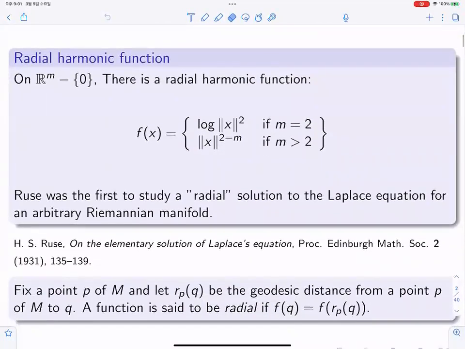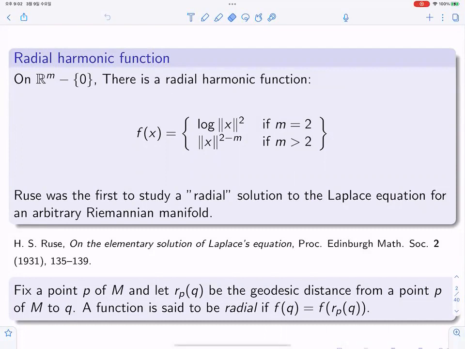In a Euclidean space, there is a radial harmonic function. Bruce asked, does there exist a radial solution to the Laplace equation for an arbitrary Riemannian manifold? If such a solution exists, the manifold is called a harmonic manifold. Mathematicians tried to classify such manifolds. They found such a manifold must be Einstein.